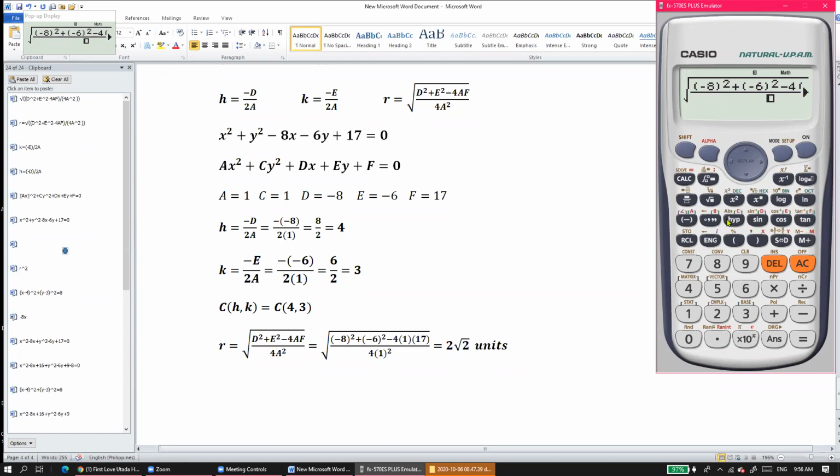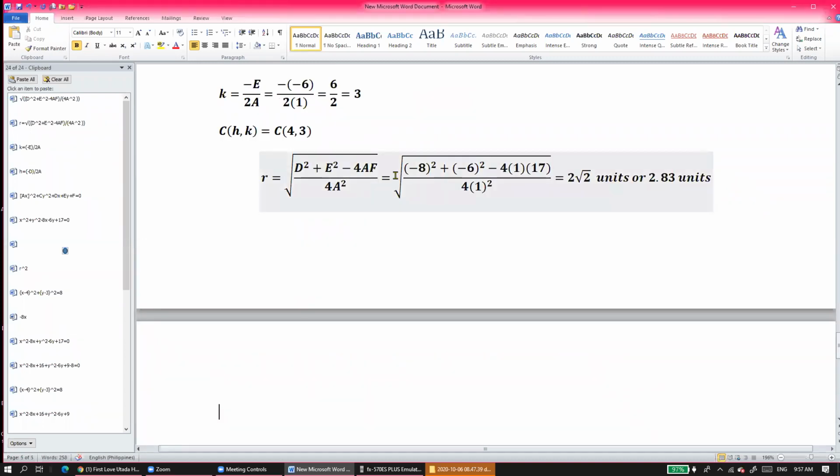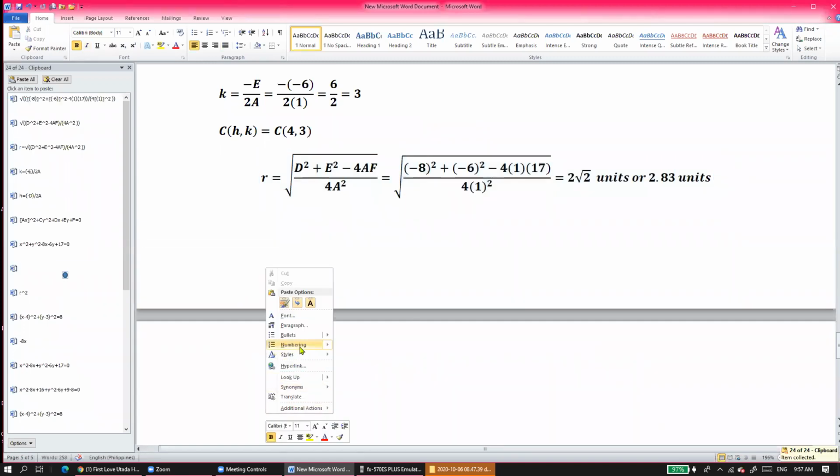Close. Then 4 times 1 square. Dapat makakuha ako ng 2 square root of 2. Tama. So we have 2 square root of 2 units or we have it as 2.83 units. Kahit mano-mano, yun pa rin ang makukuha natin. No? Minadali ko lang sa calculator. But anyway, ito siya. Sige, simplify natin. So copy. May time pa naman sigurong konti. May 3 minutes pa tayo. I think sakto yan.